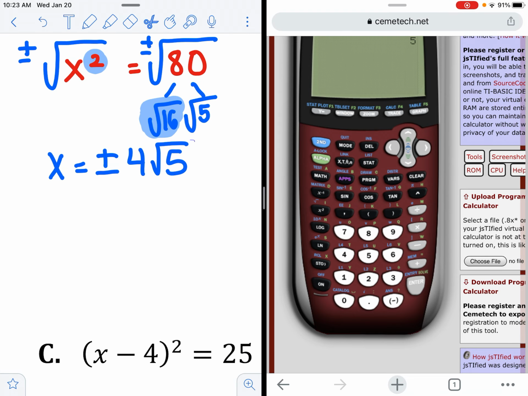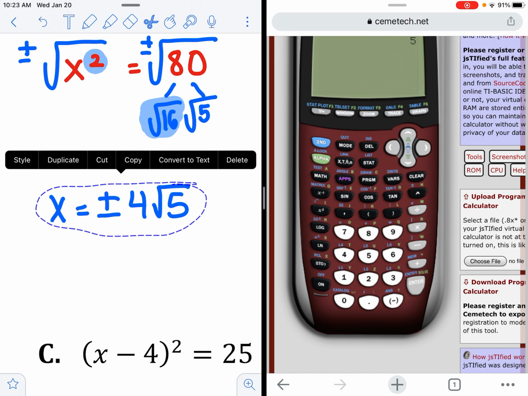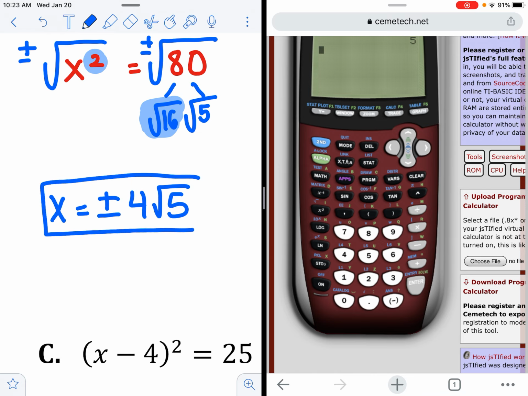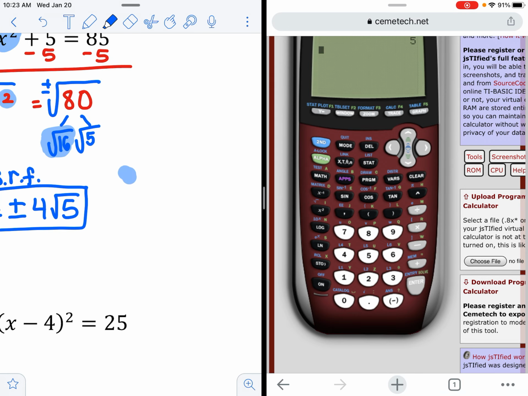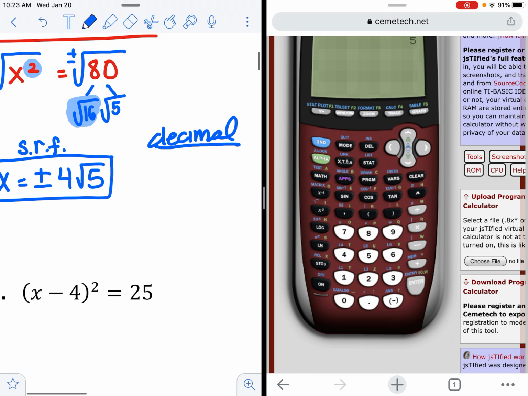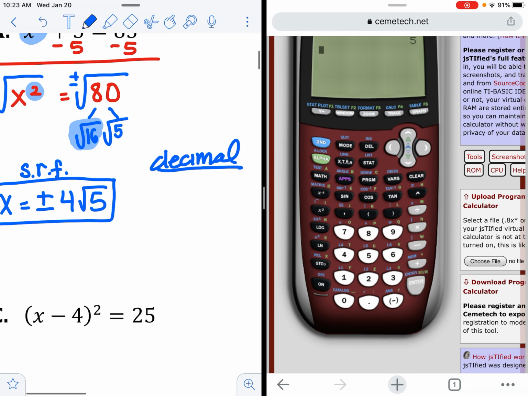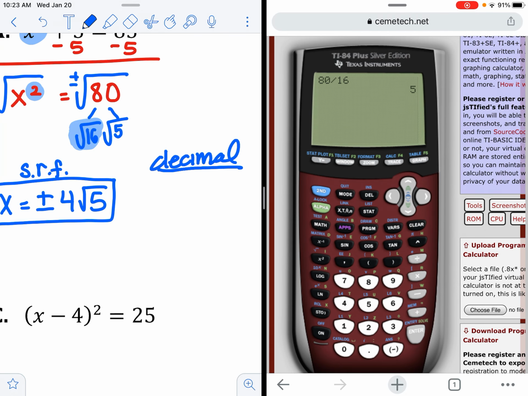So this right here, let me move it down a little bit. This right here is my answer in simplest radical form. This is simplest radical form. How do I know? It's because it's simplified. I didn't leave it as root 80, and there's a radical in it, okay? Now, the directions also say if you write something in simplest radical form, I also want it as a decimal. So now I'm going to get it as a decimal. So I have 2 answers. I have positive 4 root 5, and I have negative 4 root 5.